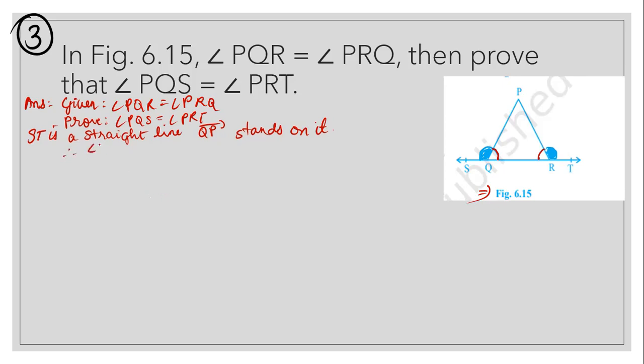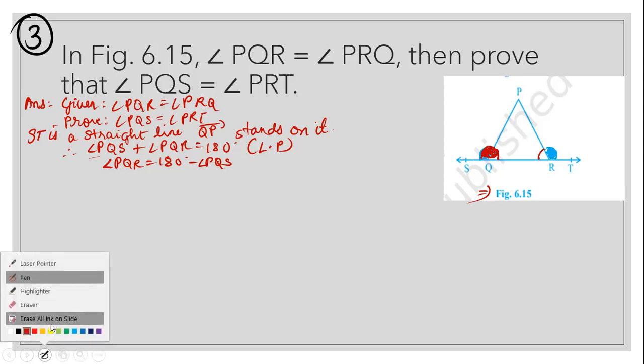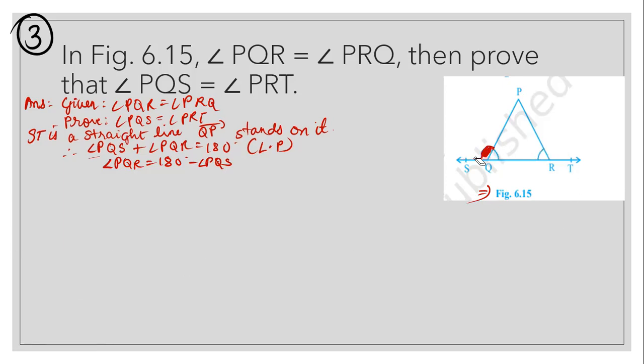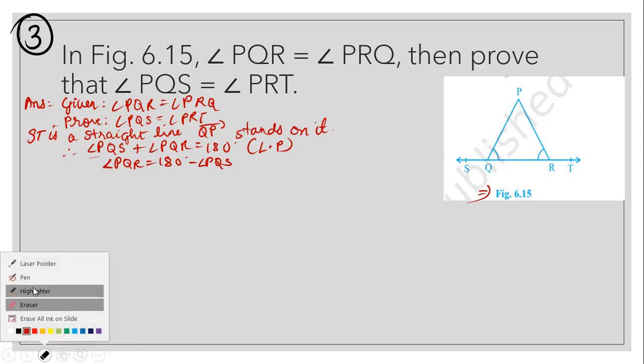So therefore, angle PQS plus angle PQR is equal to 180 degrees. Where is angle PQS? This angle plus angle PQR, that means this angle. They form a linear pair, correct? So can I say that angle PQR is equal to 180 degrees minus angle PQS? I took this angle PQS to the RHS, so that's why it became minus angle PQS. So now we found out that angle PQR is equal to 180 degrees minus angle PQS.